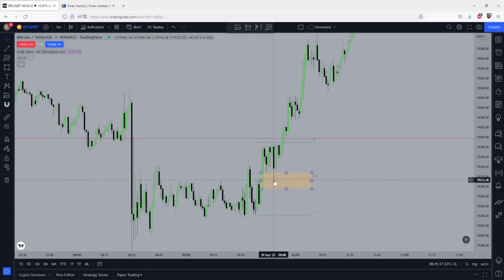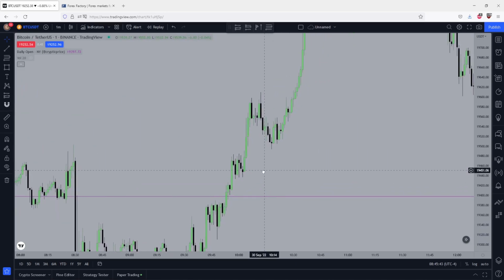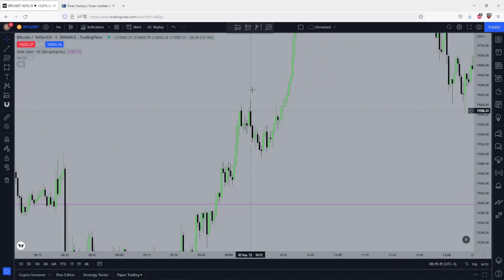So that's the first setup right at the start of the uptrend, and then we have a couple of continuation entries a little bit later, with this one being a continuation entry. So we have a little bit of consolidation here, and we take the low of this consolidation and the high of this.